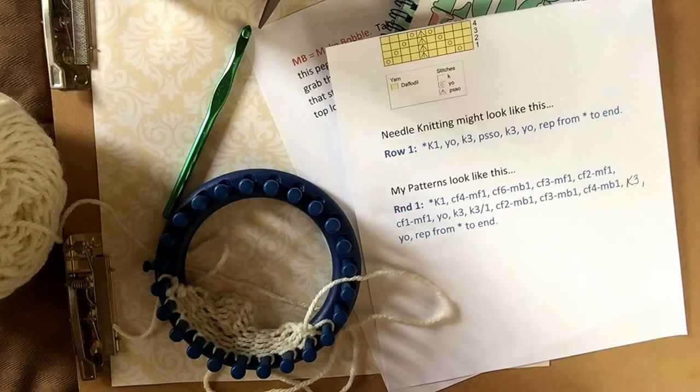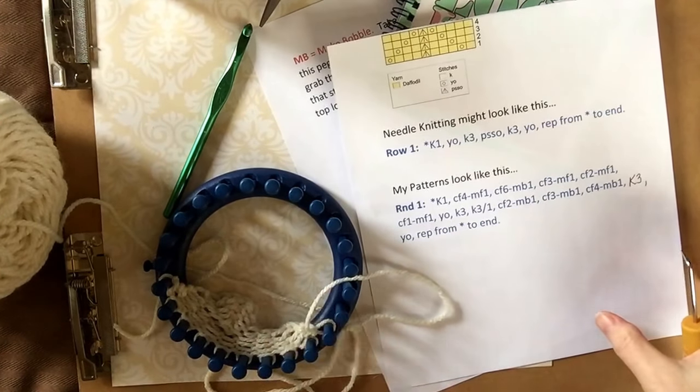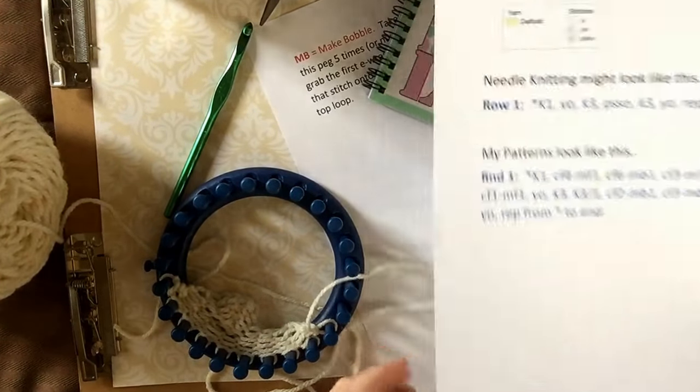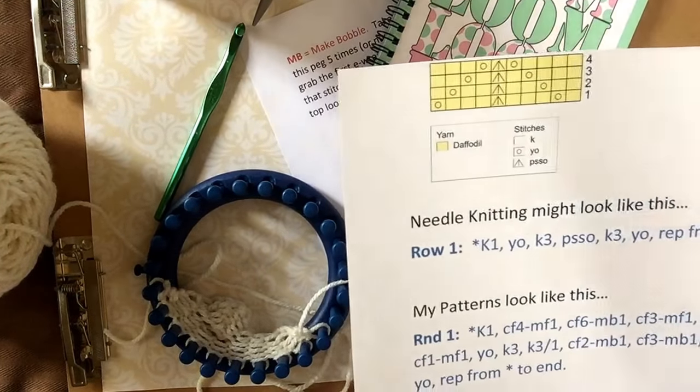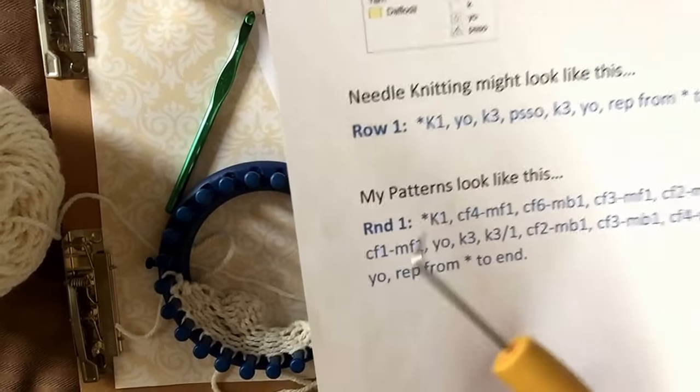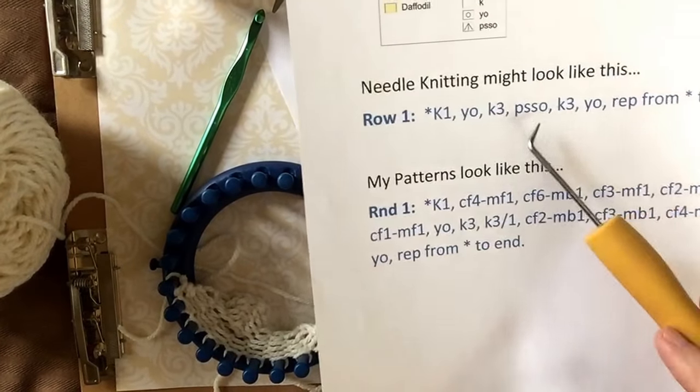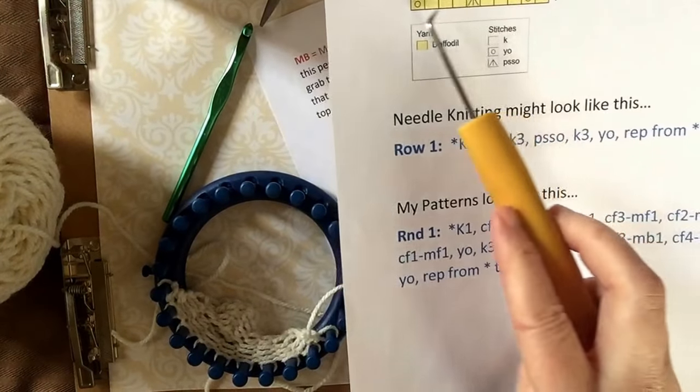Today we're going to talk about lace stitches and how to do them on the loom. This is the chart we're going to be working on right here, and I'm trying to show you how it might look in needle knitting. Row 1 is basically the only one we're going to go over today, how you would do row 1.